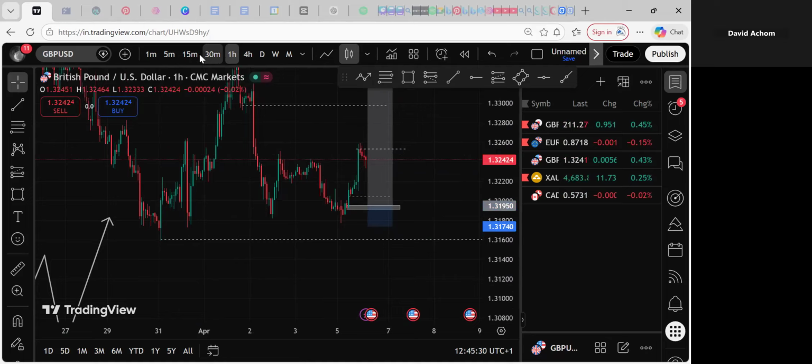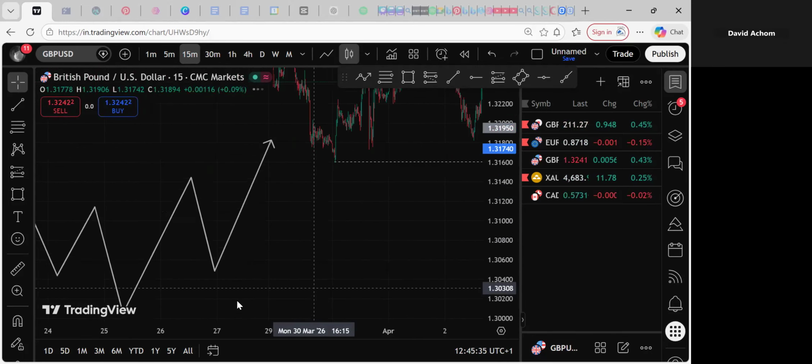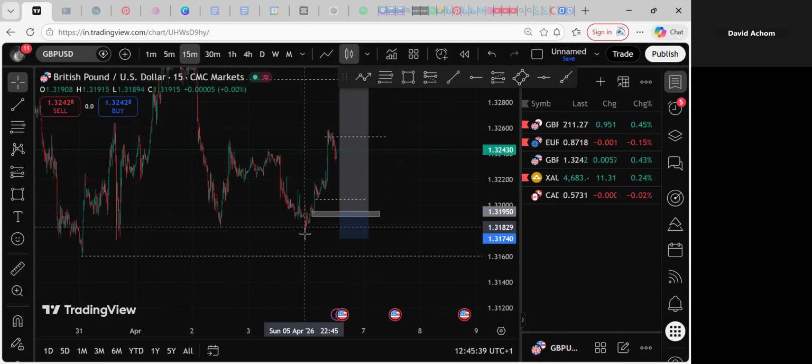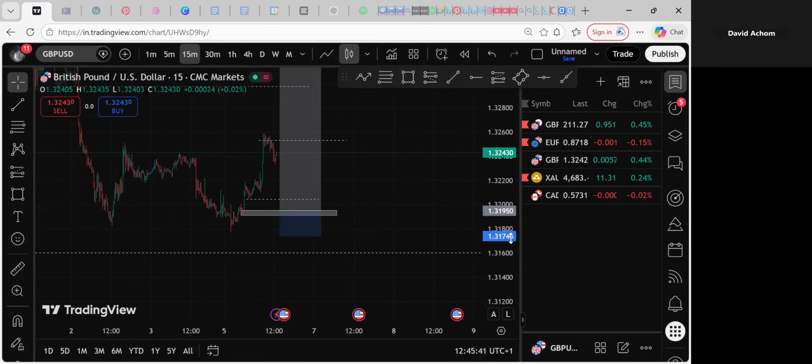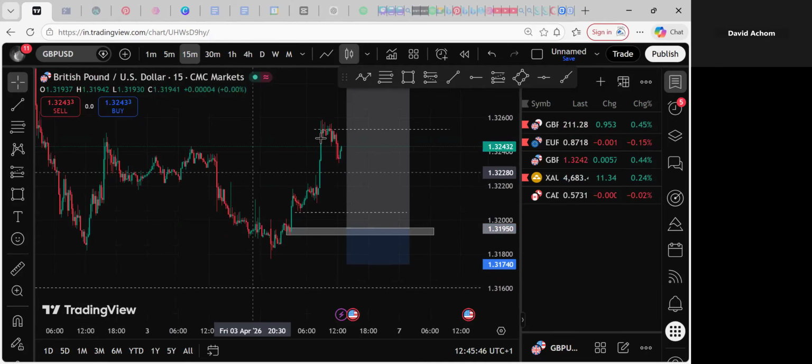How do I get in? I go on my 15 minutes time frame, looking for this pattern on the 15 minutes time frame, where that sweep happened. Do we have that pattern is the question. Yes, we do have the pattern. Where is it? See it here, guys.